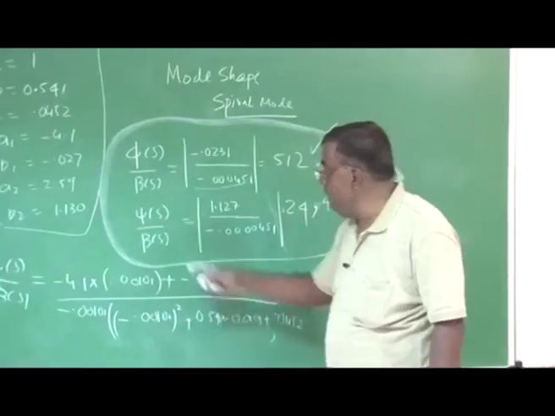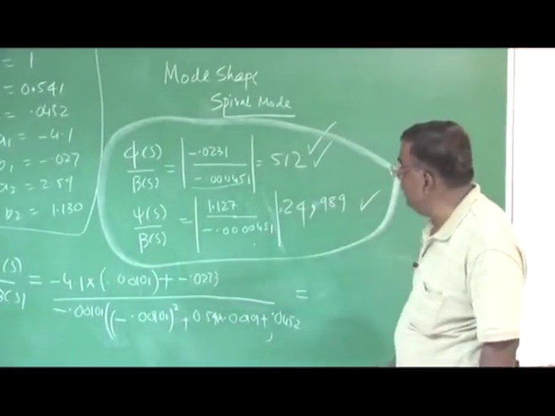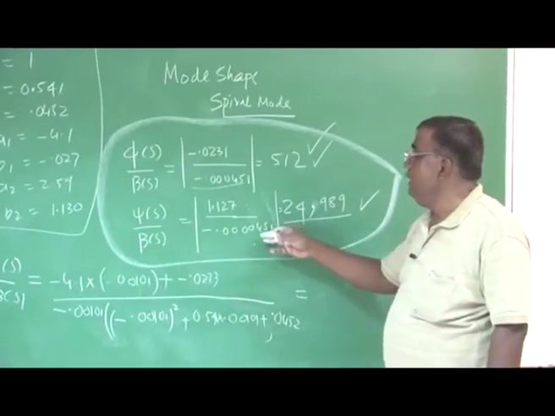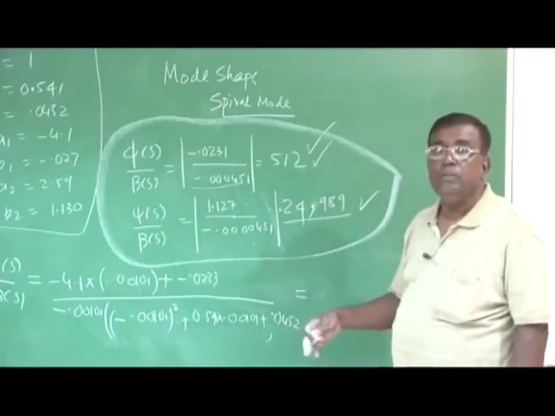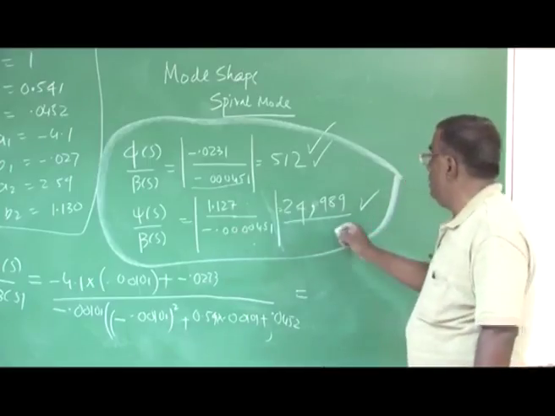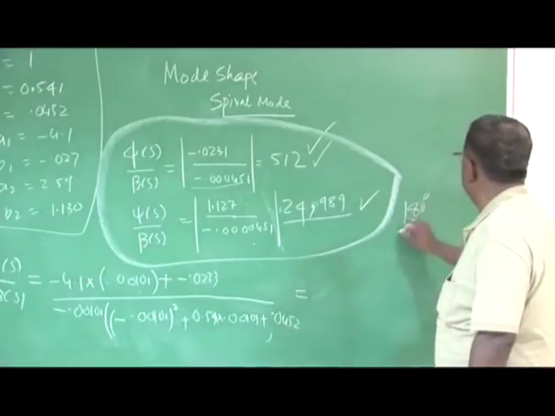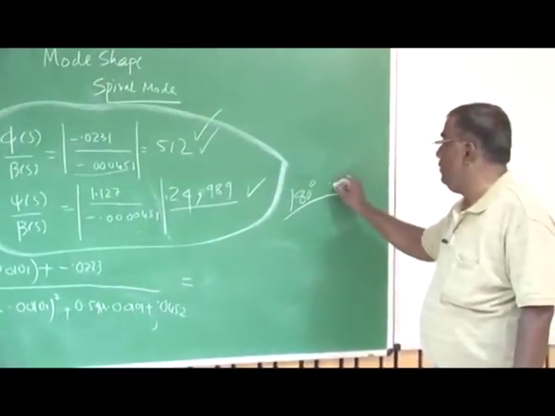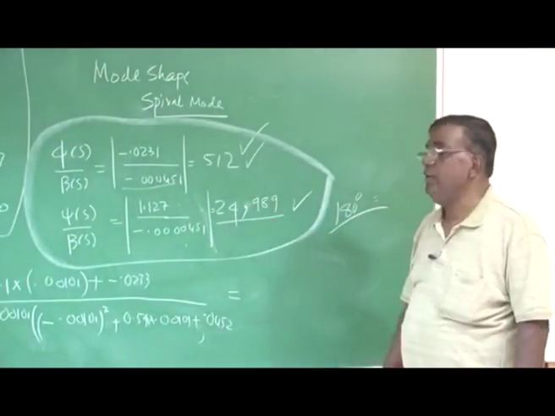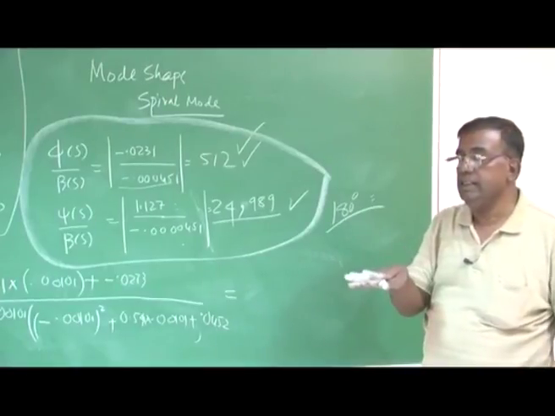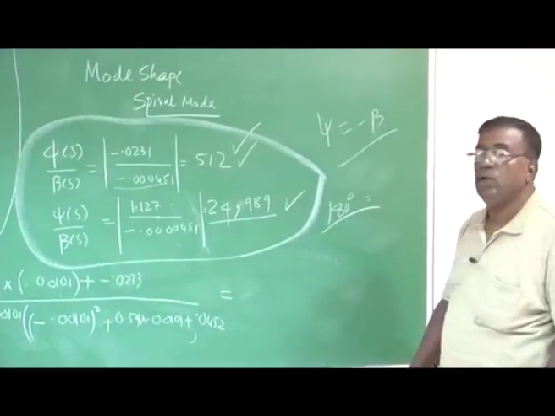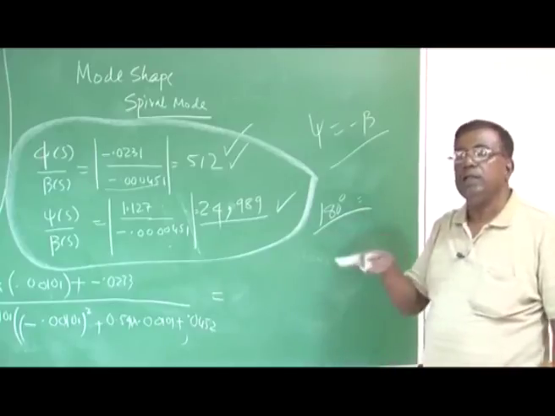If you see psi of S and beta of S, again you see numerator here, denominator here. The magnitude of this ratio is 24,989. That means really in terms of psi, beta is again very, very small in comparison. But one thing you remember, the psi and beta, because there is a minus sign here, they are 180 degree out of phase, right? Where earlier they were in phase, psi and beta are out of phase. And you know that if psi is this, then beta becomes negative. Psi equal to minus beta, if I am not talking about a coordinated turn type.